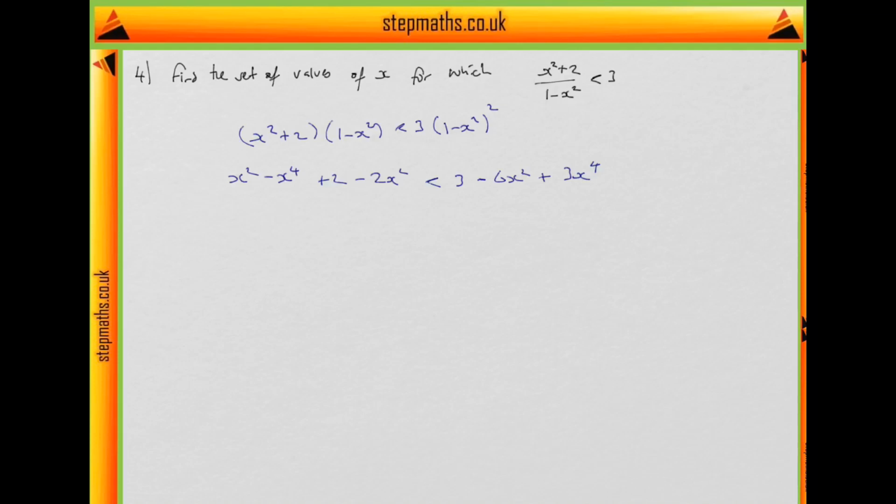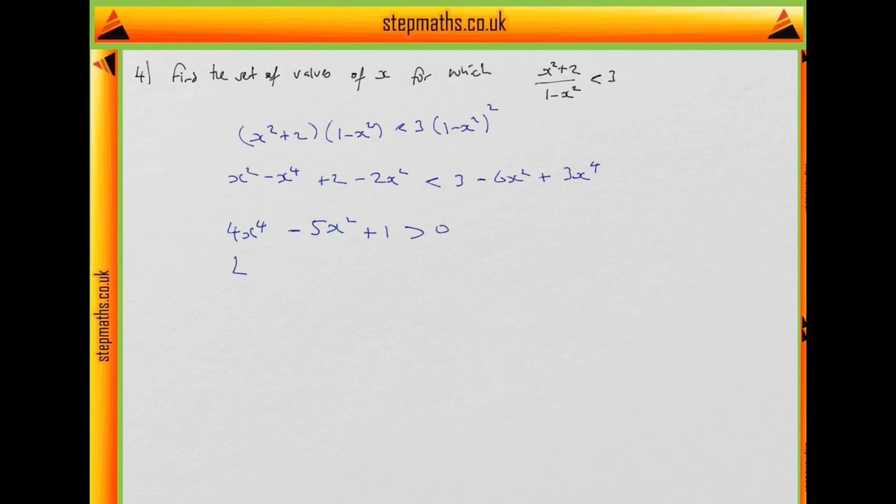Okay, so let's group this all together. We have a 3x to the 4 and a minus x to the 4, so we get a 4x to the 4 when we bring it across. We have a minus 6x squared and a minus 2x squared plus x squared, so that's minus 1x squared, so we get a minus 5x squared. And then we get a plus 3 and a minus 2, which gives a plus 1. And we want that to be strictly greater than 0.